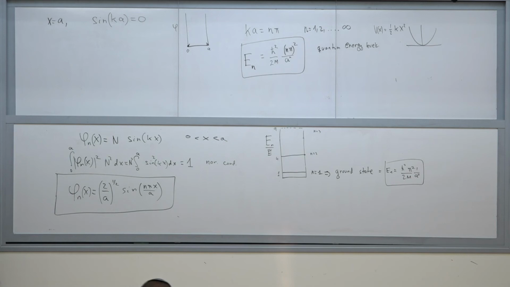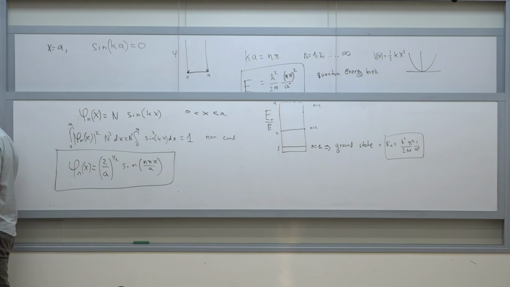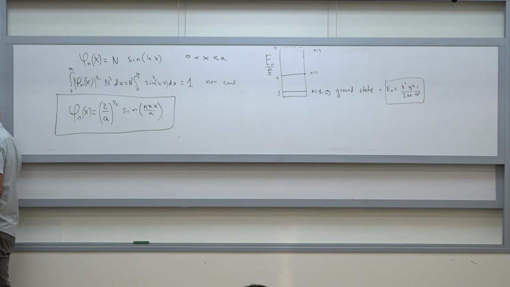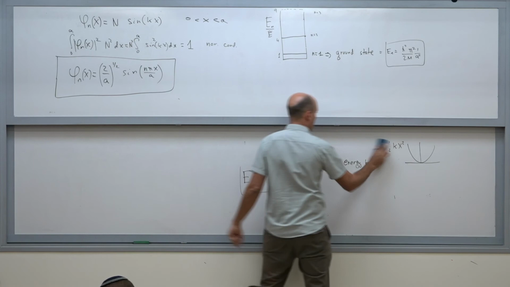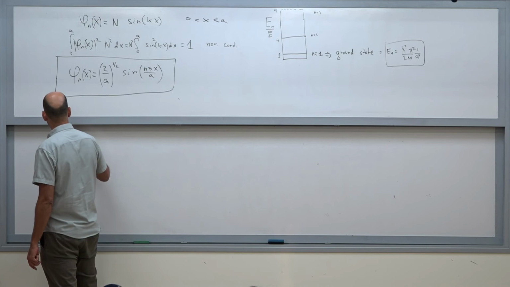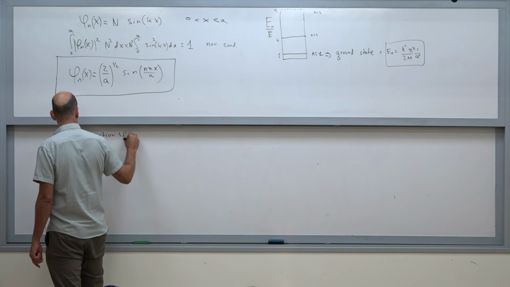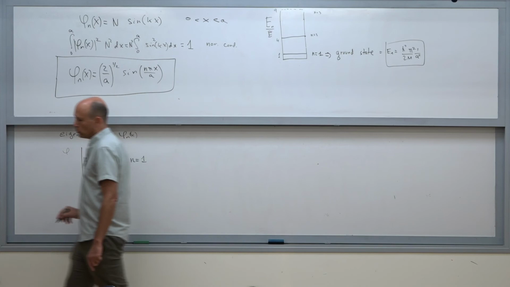okay, we looked at the energy levels, now let us look a little bit at the eigenfunctions. So let us start with the ground state, n equal 1. And I'll plot phi n itself. It looks something like this.